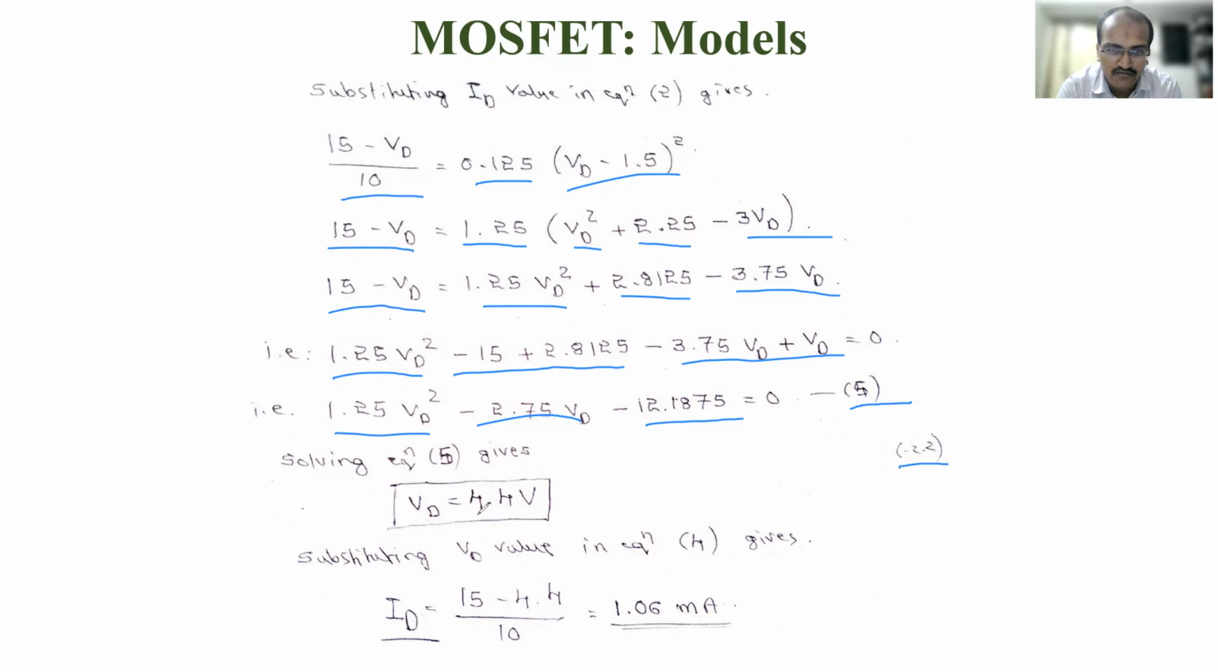And another value it will give you, 4.4, that we will consider in this solution. So the VD value you will get as 4.4 volt. Then what we will do? Substituting the VD value in equation 4, so we have to get the ID value.